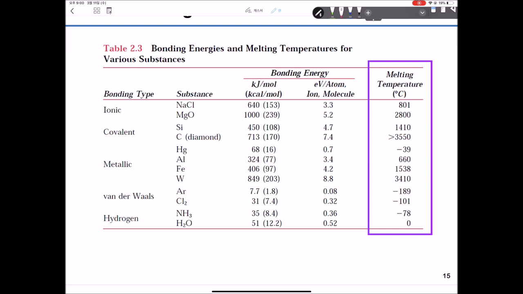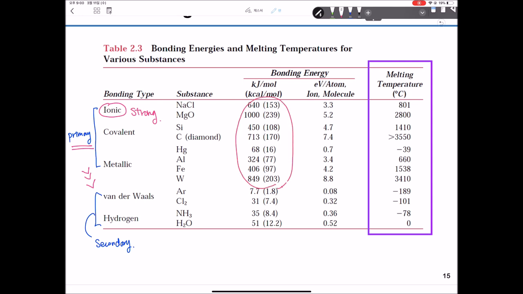I have mentioned that ionic bonding is strong. Also, these three are primary, and these two are secondary, and the bonding energy is much larger for primary bonding. You can see from here, the bonding energy is much higher for primary compared to secondary bonding, right? In terms of kilojoules or electron volts, they're all much bigger, an order of magnitude bigger. And that is well shown here.